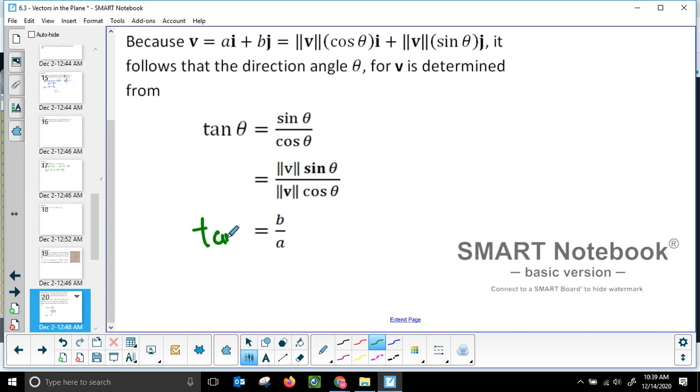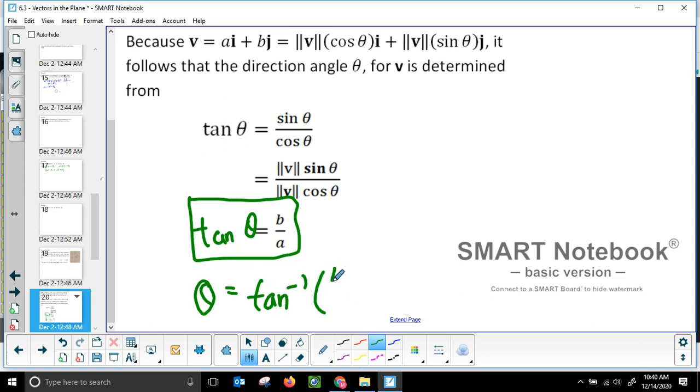All right, tangent of theta is equal to b over a. Okay, so of course, if we want to find the angle theta, we would simply just take the inverse tangent of both sides. All right, so theta would equal the inverse tangent of b over a. Now, you have to be really careful about this, right? Because remember that the inverse tangent has a range of negative 90 degrees to positive 90 degrees. So if it's somewhere in quadrants 2 or 3, you're going to have to make adjustments for that.